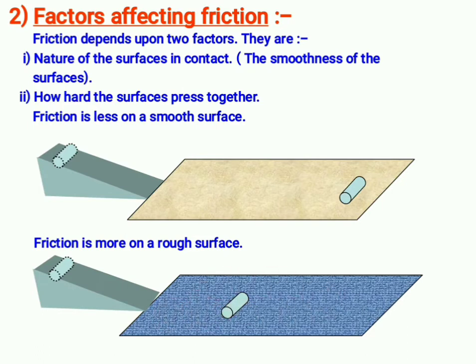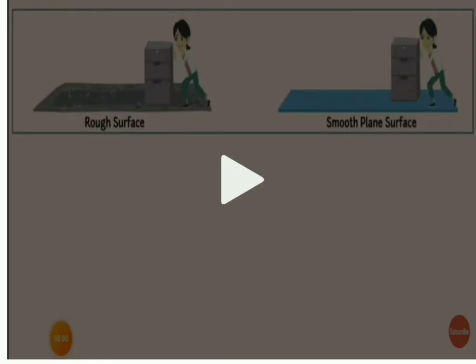So these experiments tell that friction depends upon the nature of the surface. The more the smoothness, the less the friction. If the surface is rough, the friction will be more. And next we will learn how hard the surfaces are pressed together. For that we will see a video.